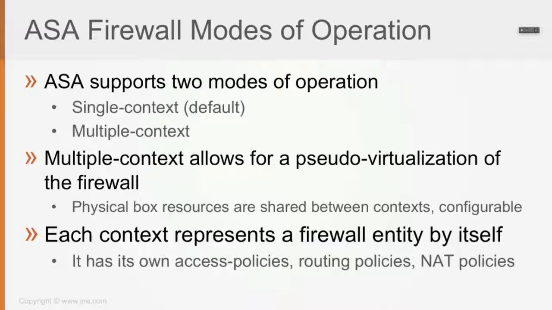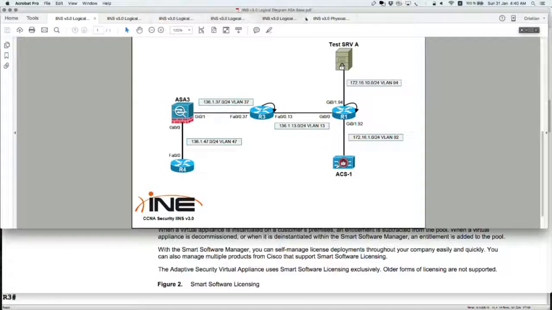And each context is going to be, in essence, a firewall by itself. It's going to have its own access policies, its own routing policies, its own NAT policies. So it's like a pseudo virtualization of the firewall. In which use case you need this, it's a lot of use cases. But for example, one common one is going to be for the ISPs.